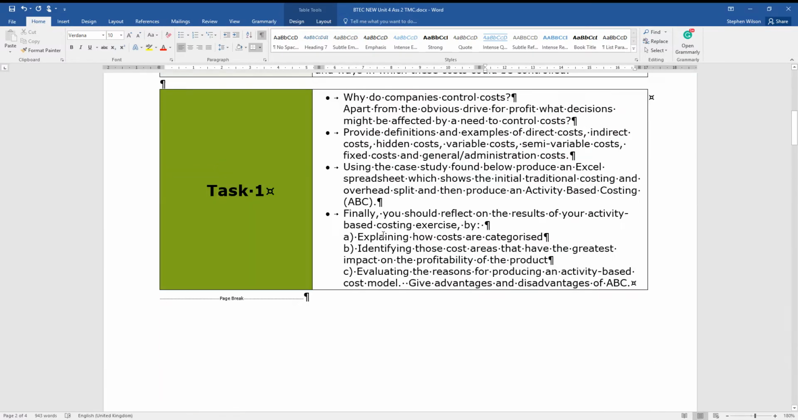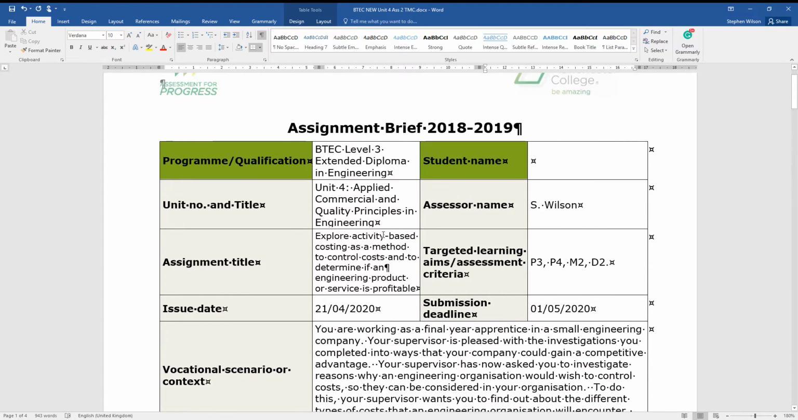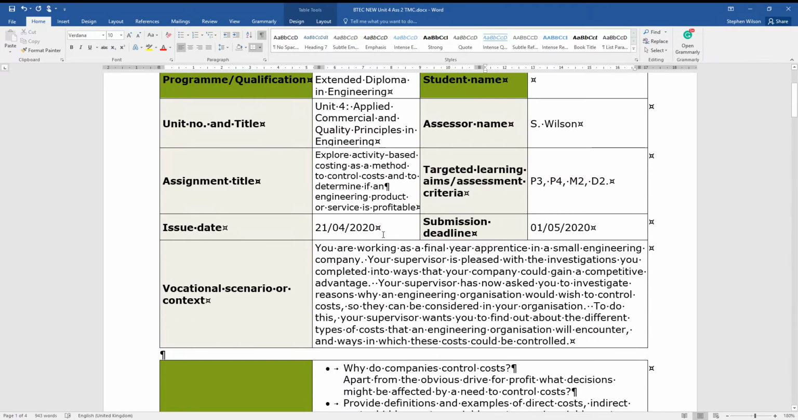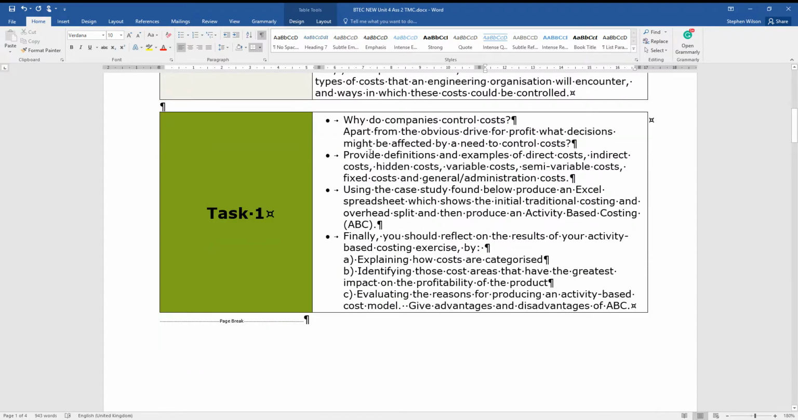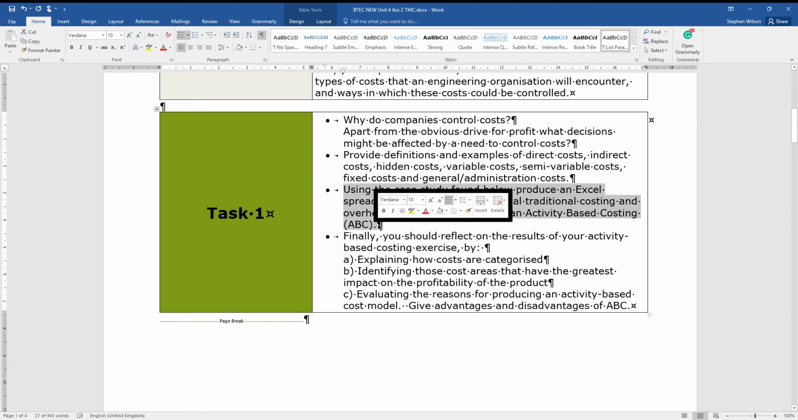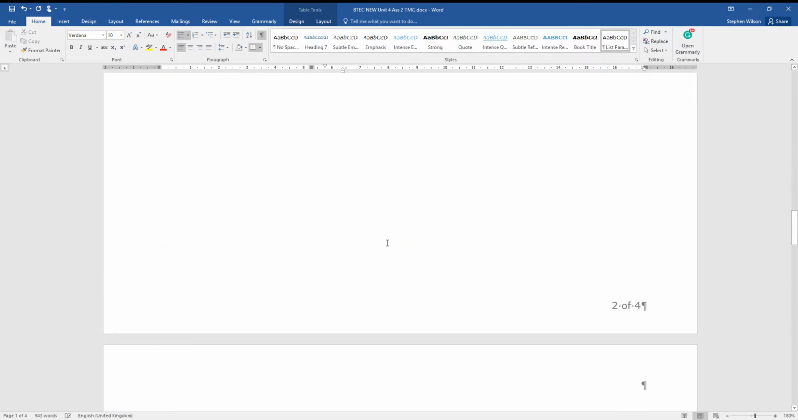Okay, here we are back on assignment 2 for Unit 4. Right, so we've looked at this introduction section, and then the thing that will throw most people now is using the case study. So we're just going to have a look at the case study and explain it a little bit more. Right, so let's scroll down to the case study.